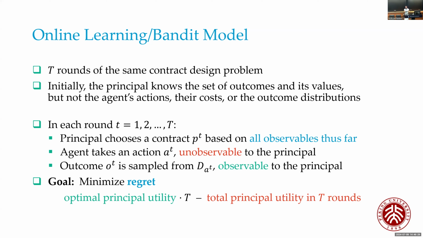And finally, outcome OT is sampled from DAT. That is observable to the principal. So our goal here is to try to minimize the regret, which is the optimal principal utility across T runs minus the principal's total utility under the algorithm. And we want to achieve some sublinear regret, which basically means that on average, as T tends to infinity, we tend to be optimal compared to the optimal principal utility.